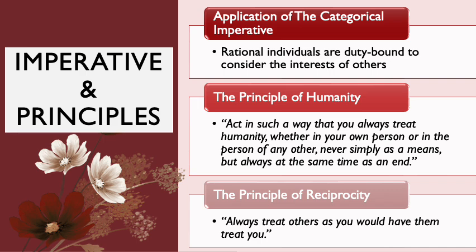The categorical imperative is often broken down into two principles, the principle of humanity and the principle of reciprocity. The principle of humanity states, act in such a way that you always treat humanity, whether in your own person or in the person of any other, never simply as a means, but always at the same time as an end.